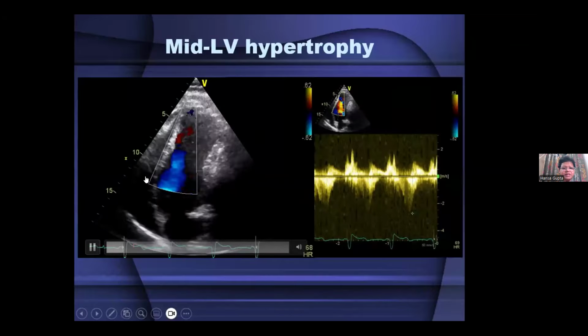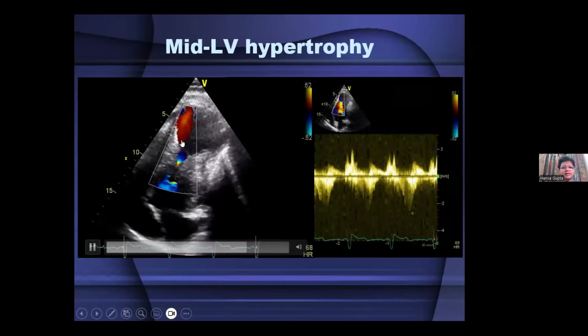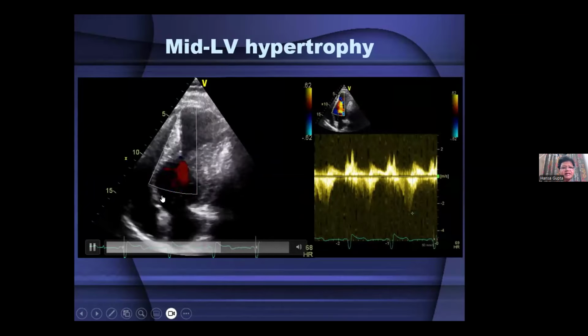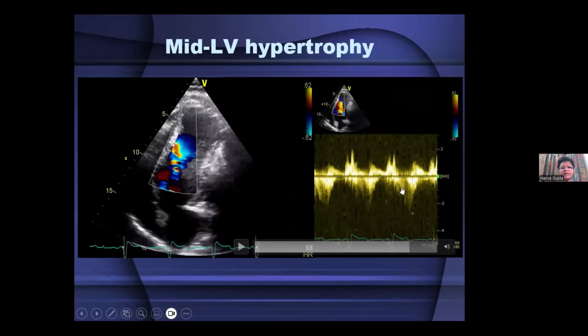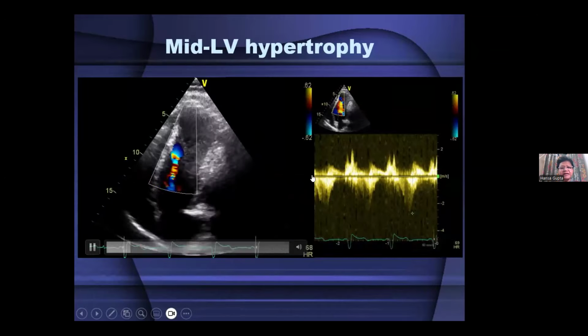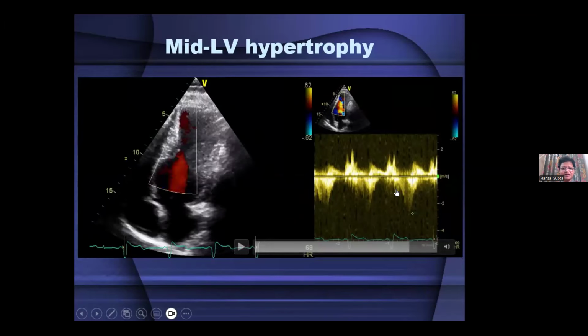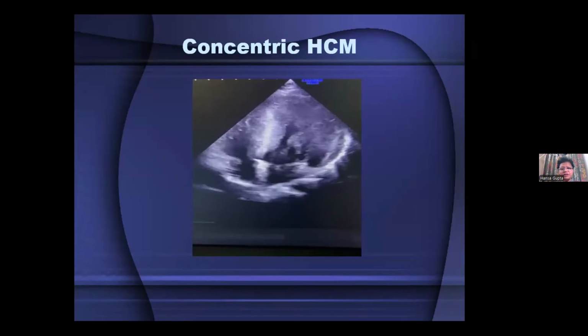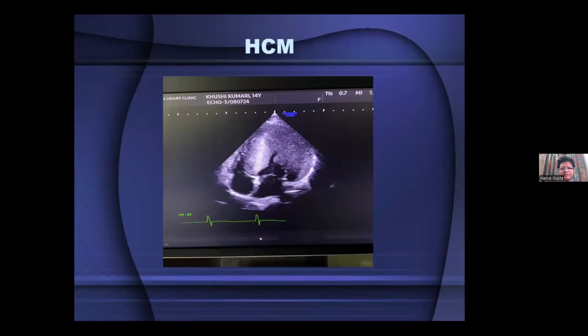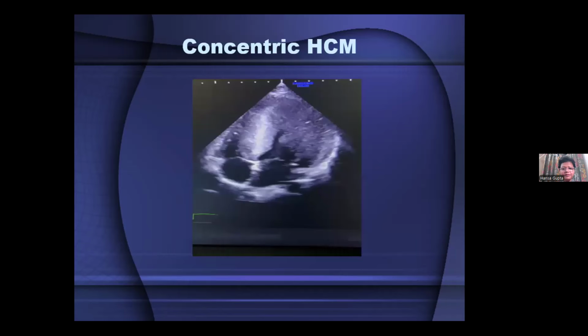See this? Now you can see the obstruction coming here at the mid-level rather than at the LVOT level. See again the dagger. It's not a complete dagger, but yes, it's almost like that. Okay, now I'll show you a few images. The images are not very good, but I just wanted you to have a feel of that.